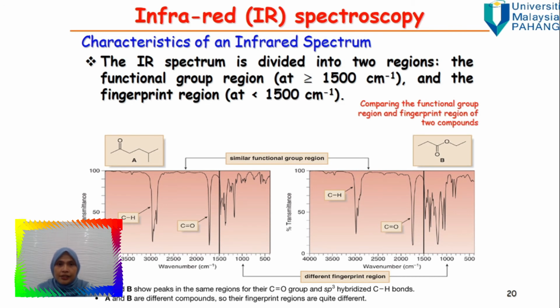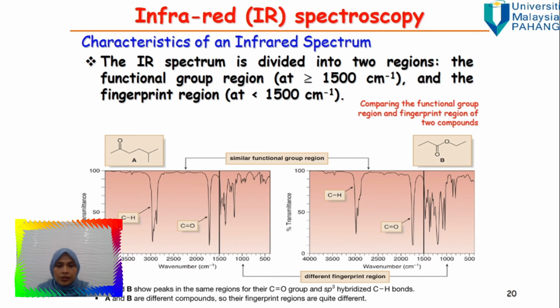So we can see the infrared spectrum is always in the region 4,000 to 400. We divide it into two regions: more than 1,500 and less than 1,500, which is called the fingerprint region. Mostly we try our best to identify the functional group in the region more than 1,500.